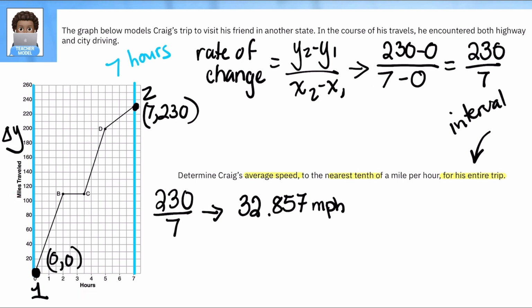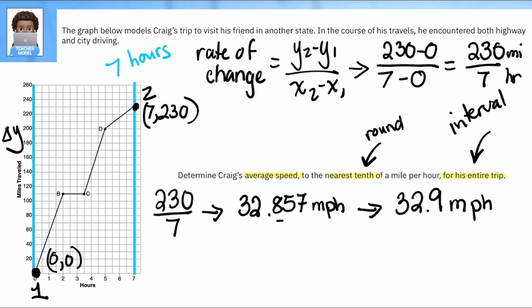Matter of fact, let's put that into our units. He drove 230 miles in 7 hours. Let's add that in there. All right, but our question did ask us to round to the nearest tenth, so we have to do that. And so our final answer is 32.9 miles per hour. And that's it for rate of change.